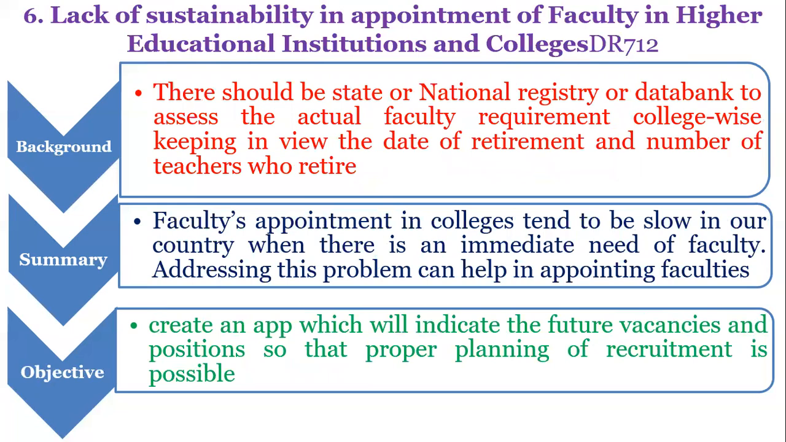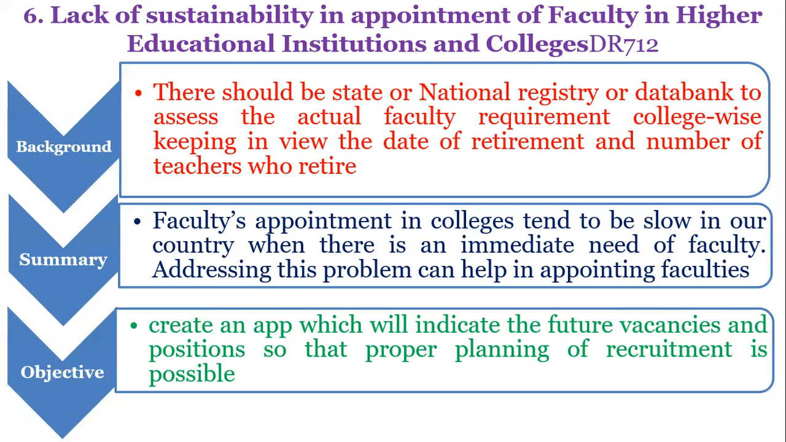And the sixth one is lack of sustainability in appointment of faculty in higher educational institutions and colleges. As we all know, retirement and appointment of faculty in colleges is not standardized in our country. While retirements are mandatory on superannuation, steps to fill the vacancy that arises immediately are lacking. When a vacancy arises in the middle of the academic year on account of superannuation of faculty, the students are the victims. There should be a state or national registry or data bank to assess the actual faculty requirement college-wise, keeping in view the data of retirement and the number of teachers who retire, so that the recruitment process can start well in advance and the faculty is readily available as soon as the faculty retires.